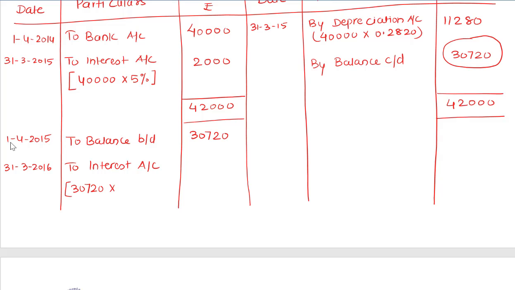30,720 multiplied by 5%, do it on your calculator, which is 1,536. Do the totals quickly.